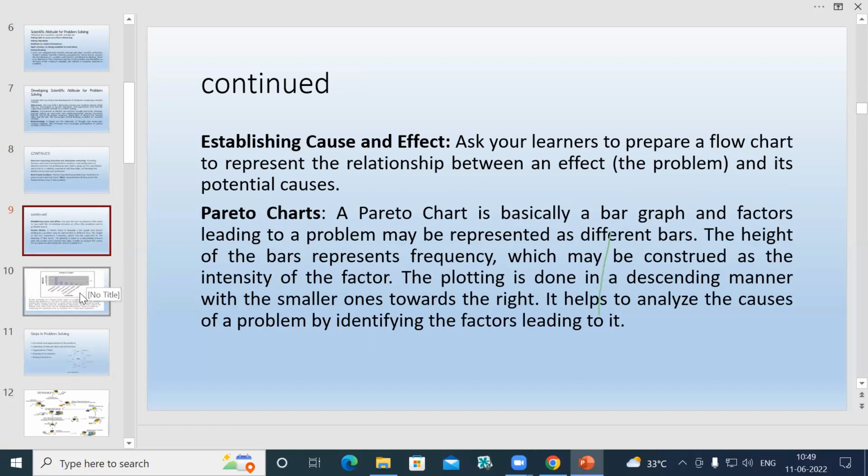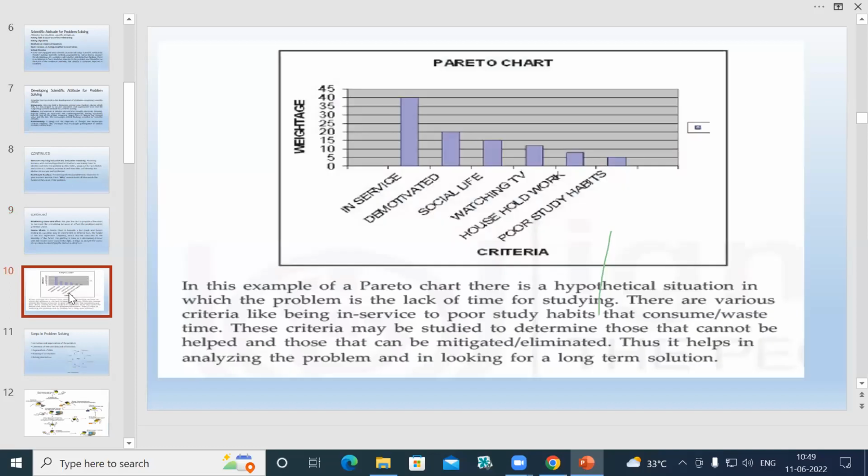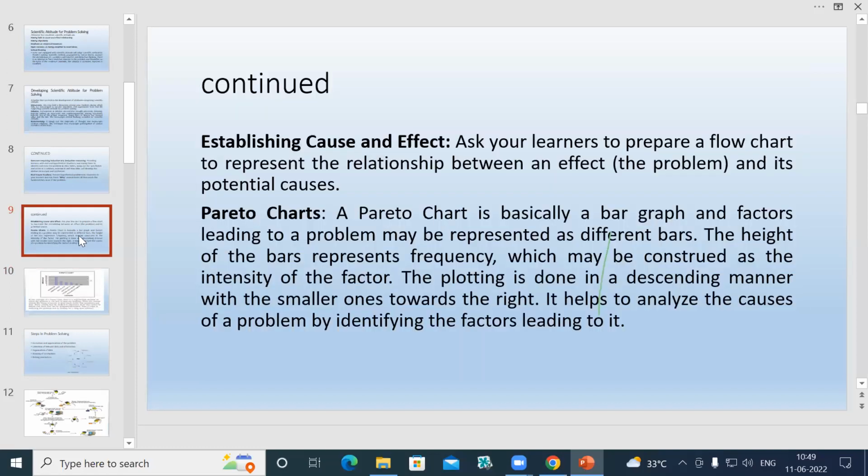Another step is root cause analysis. You present a hypothetical problematic situation to your learners, then you ask them why, several times, till they reach the fundamental cause of the problem. This is the way you can develop the scientific attitude. Another is establishing cause and effect. You can ask your learners to prepare a flow chart to represent the relationship between the effect, the problem, and its potential causes. This is always cause and effect, the natural attribute of developing a scientific attitude.